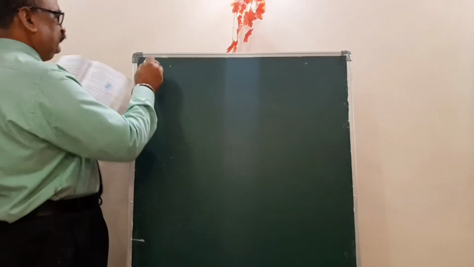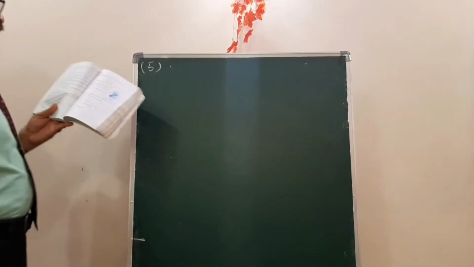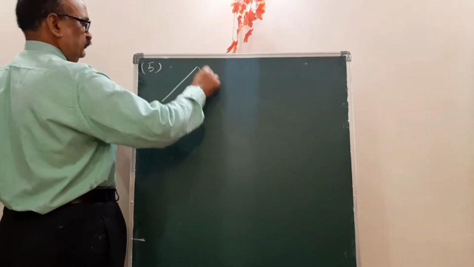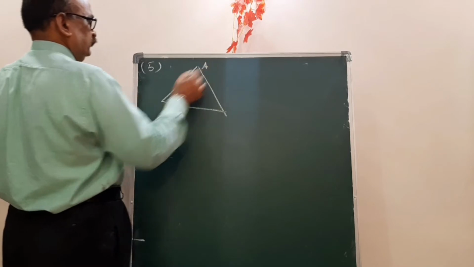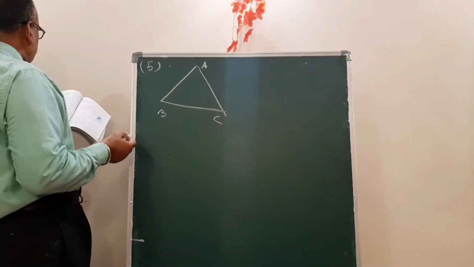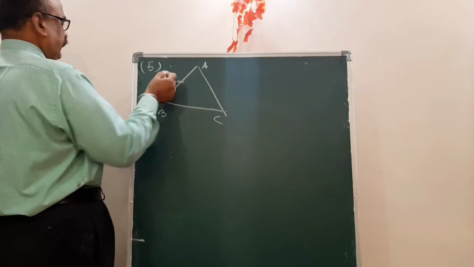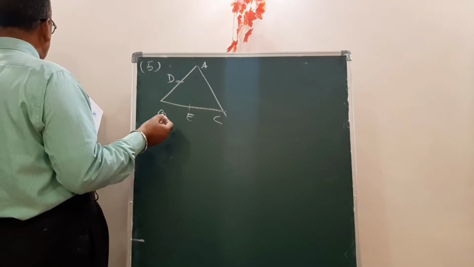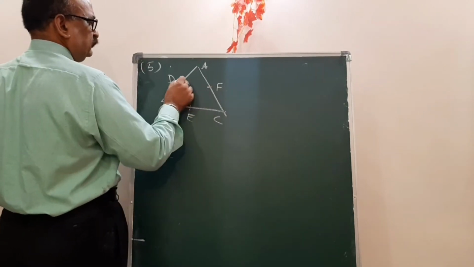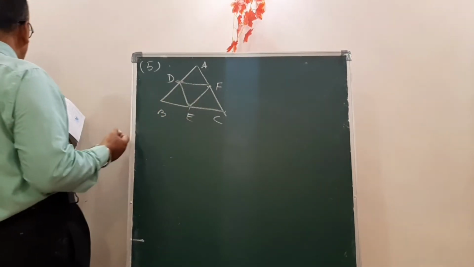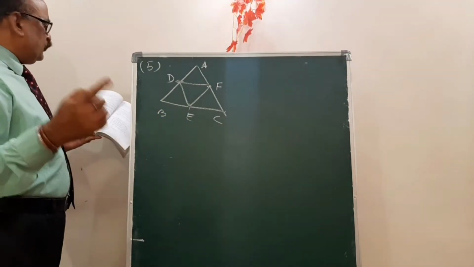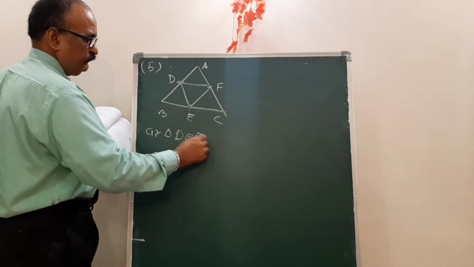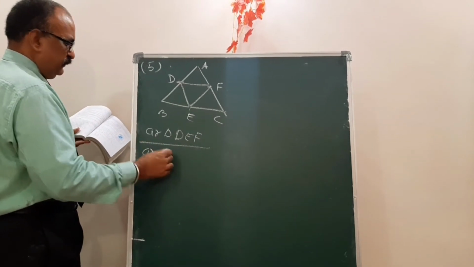DEF, question number 5. D, E, F are the midpoints of the sides AB, BC and CA. AB, D; BC, E; and AC, F. You have to find the ratio of the area of triangle DEF upon area of triangle ABC.